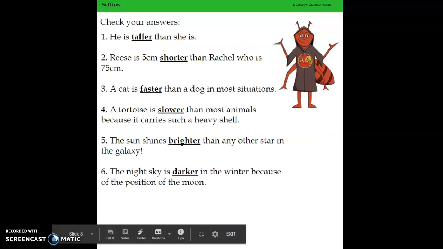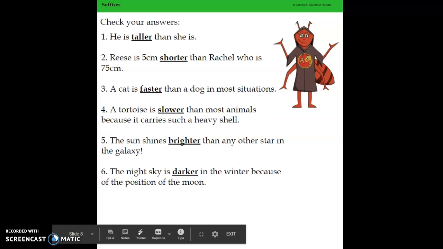Okay, we're going to check your answers together. So can you see? These are your answers here. So he is taller than she is. Reese is 5 centimeters shorter than Rachel, who is 75 centimeters. A cat is faster than a dog in most situations. A tortoise is slower than most animals because it carries such a heavy shell. The sun shines brighter than any other star in the galaxy. The night sky is darker in the winter because of the position of the moon.